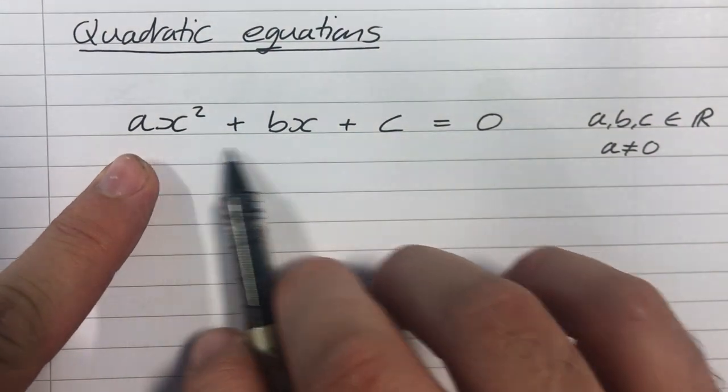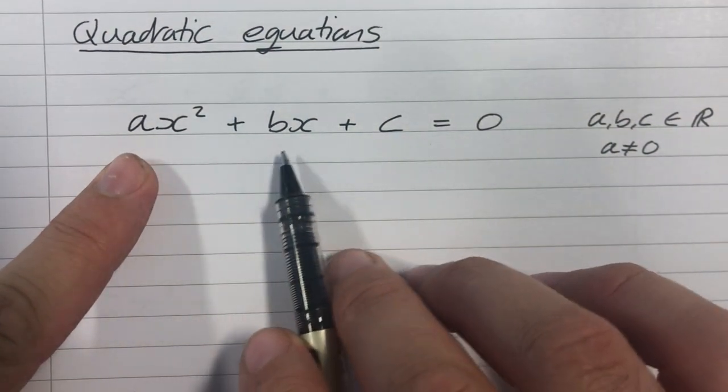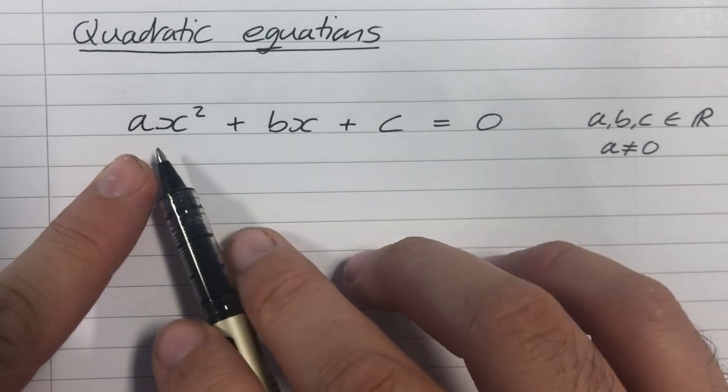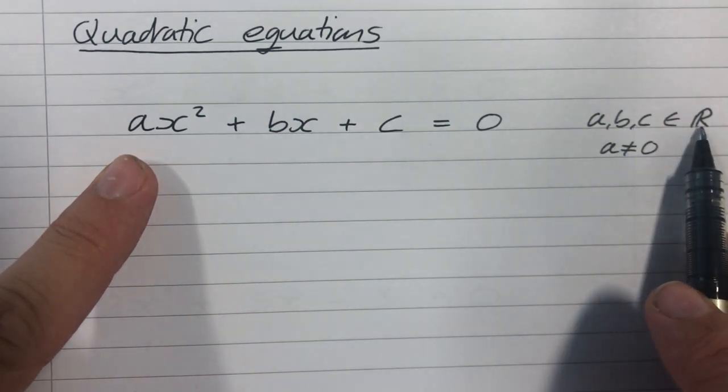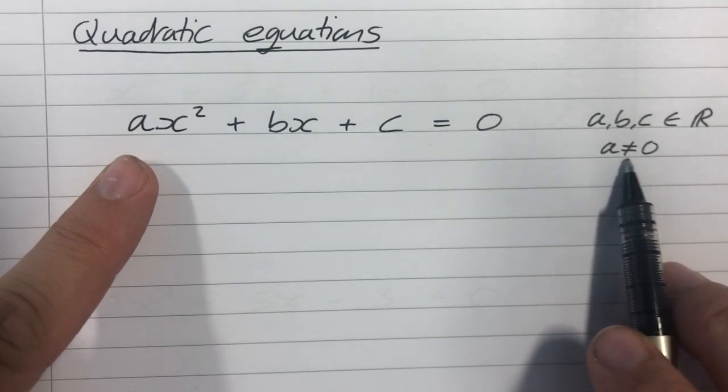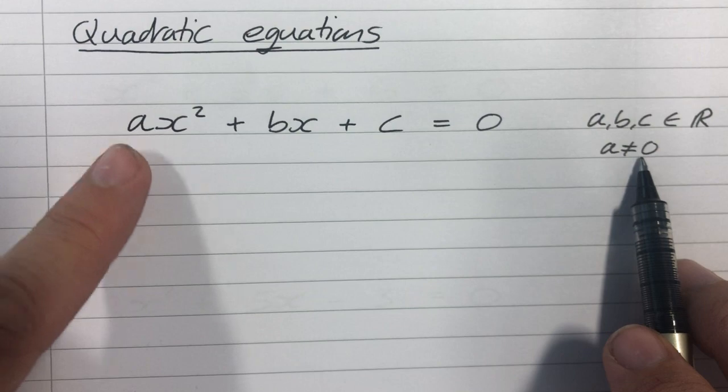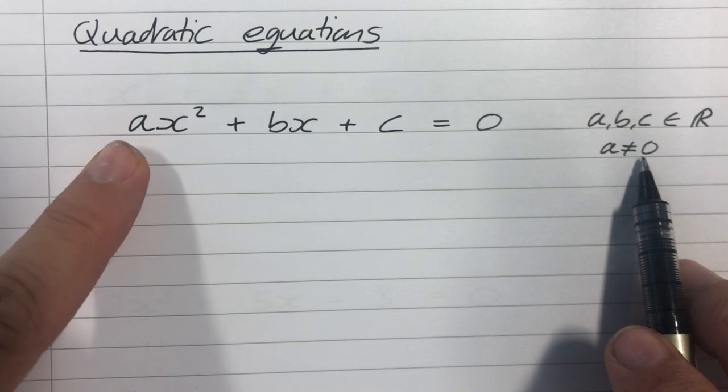So the general quadratic equation can be written as ax squared plus bx plus c equals 0, where a, b and c are real numbers, so any numbers that you know at this stage, but such that a doesn't equal 0, because if a was 0, it wouldn't be quadratic.